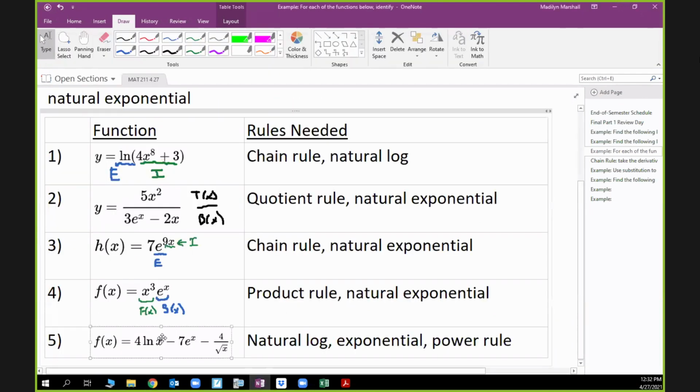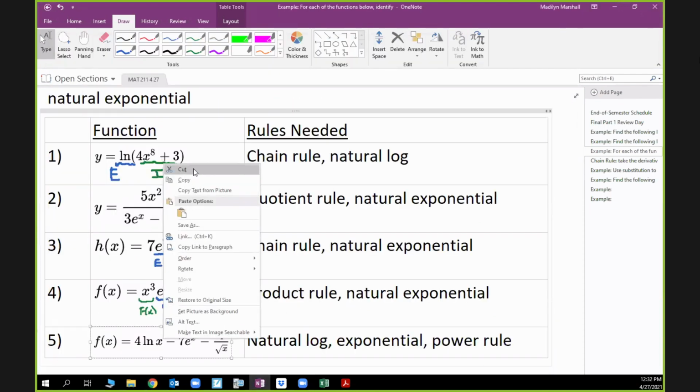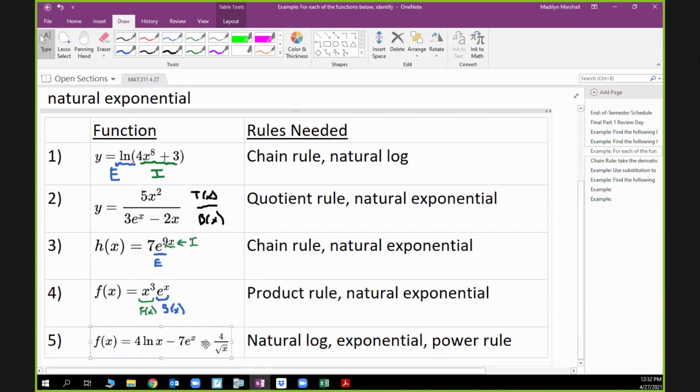Okay, I would like to do this number 5 because I think there are some issues with these radicals sometimes, especially now that we've done integrals. Sometimes people get confused between derivatives and integrals when we're going back and forth like this. So let's at least do that one.